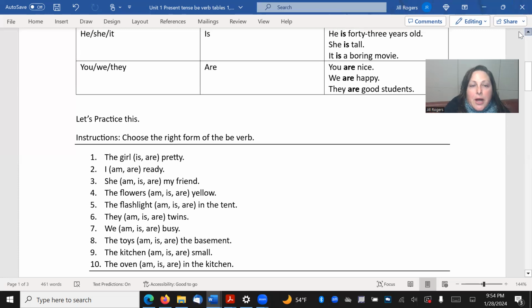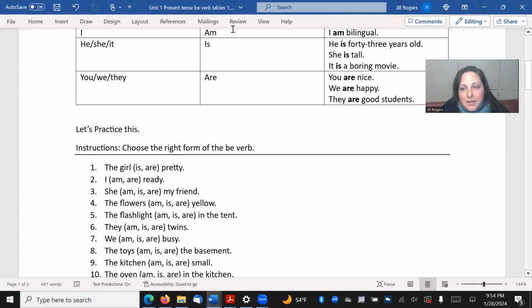So remember, I is always am. That's the easy one. Singular he, she, or it is always is. You, we, or they is always are. Okay, so all you have to do when you're doing this activity is highlight or underline.